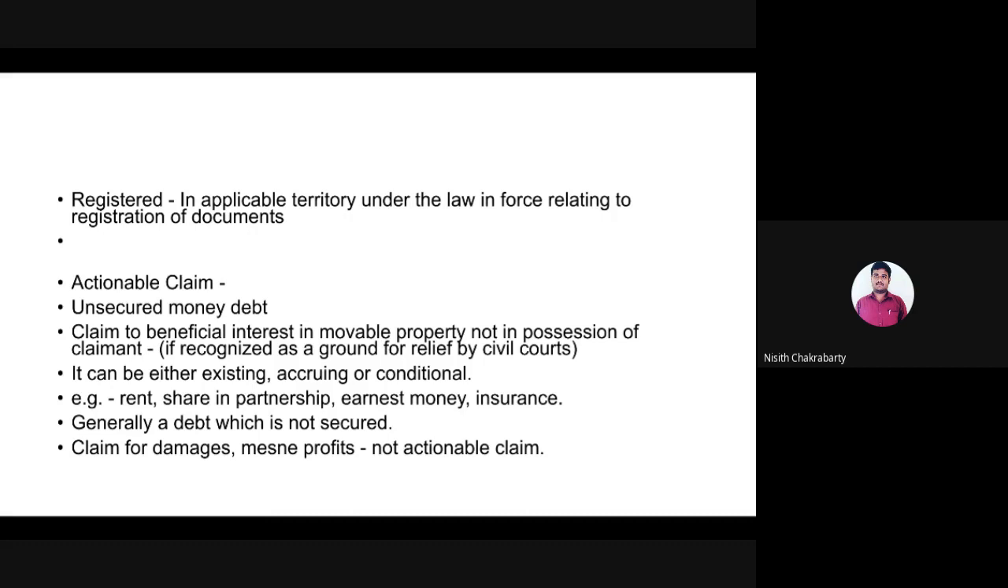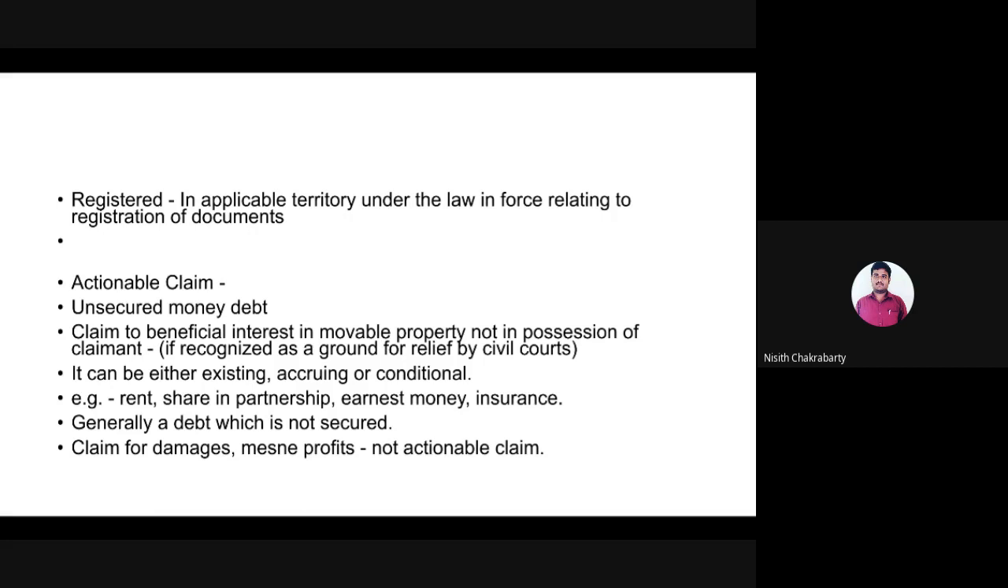Of course, you have to know that this must be a claim which is recognized as a ground for relief by the civil courts. If the civil courts do not recognize it as a ground for relief, then it cannot be an actionable claim. And you have to also know that it can be either existing, accruing, or conditional, that on the happening of this I'll get this. Or it is existing, that yes I'm about to get it, or accruing, that in the month of May or June I'll get it. In that case also it is accruing, but it is still an actionable claim.